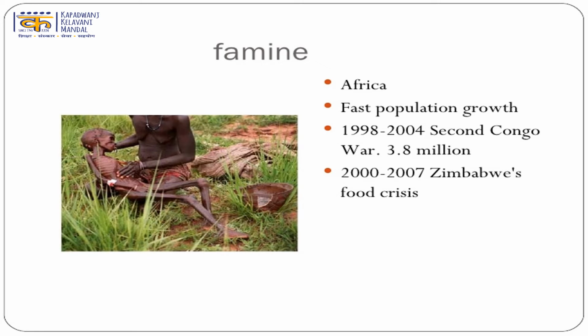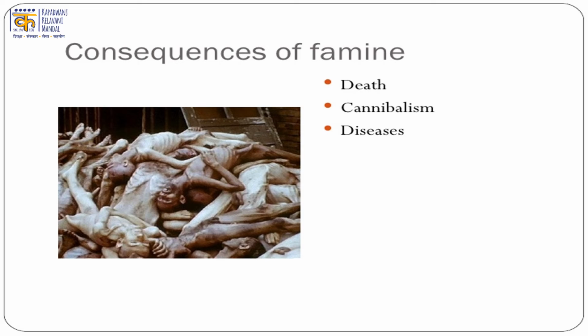Another famine occurred in Africa due to fast population growth, war, and food crisis. What are the results or consequences of famine? Death, cannibalism, diseases. There can be a lot more diseases that are caused due to famines. Apart from diseases, lower fertility rates, poor living conditions, fewer income options, various socio-political issues, etc.